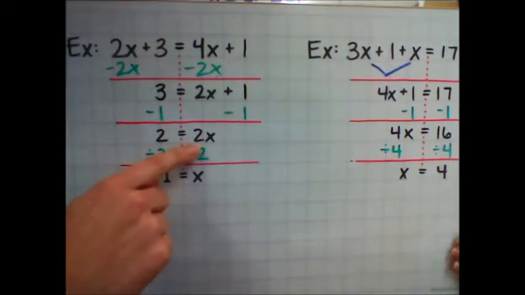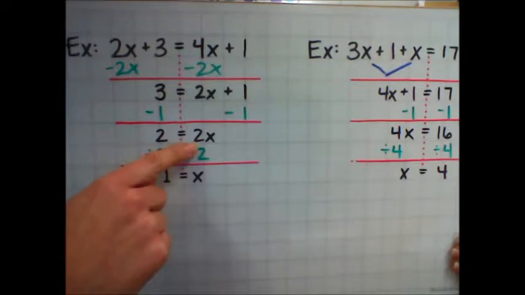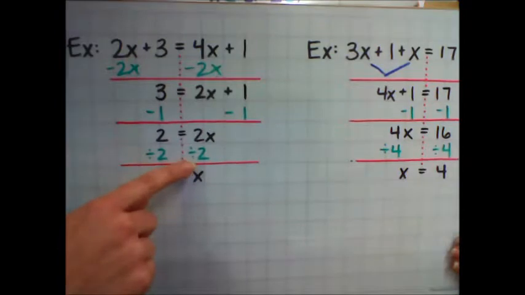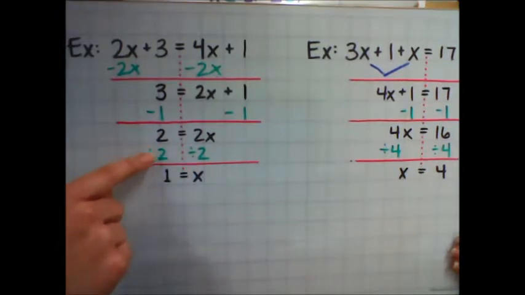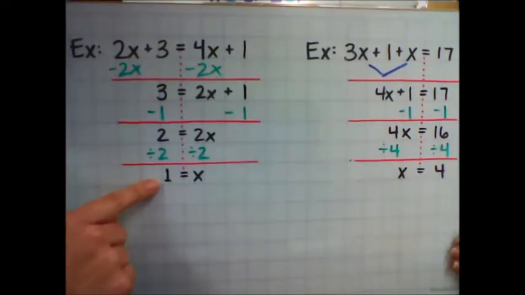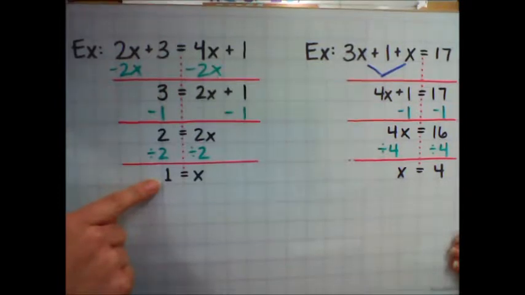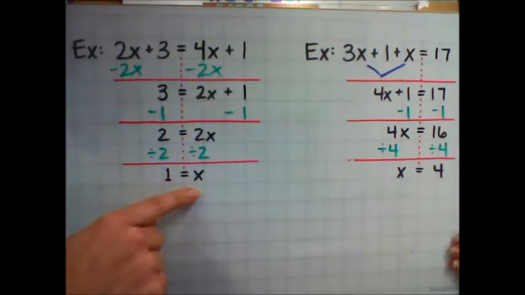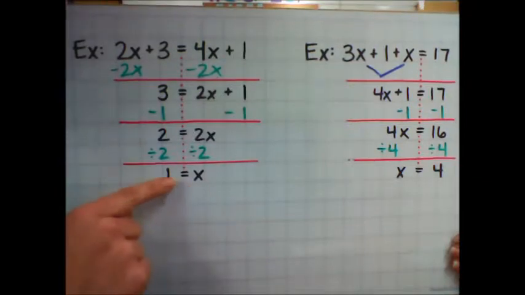Now we want to get rid of this 2. This is 2 times x, so to undo multiply, we divide. What we do to one side, we have to do to the other, so we divide 2 on both sides. 2 divided by 2 is 1, because anything divided by itself is 1. Those 2's cancel, leaving us with x. 1 equals x.